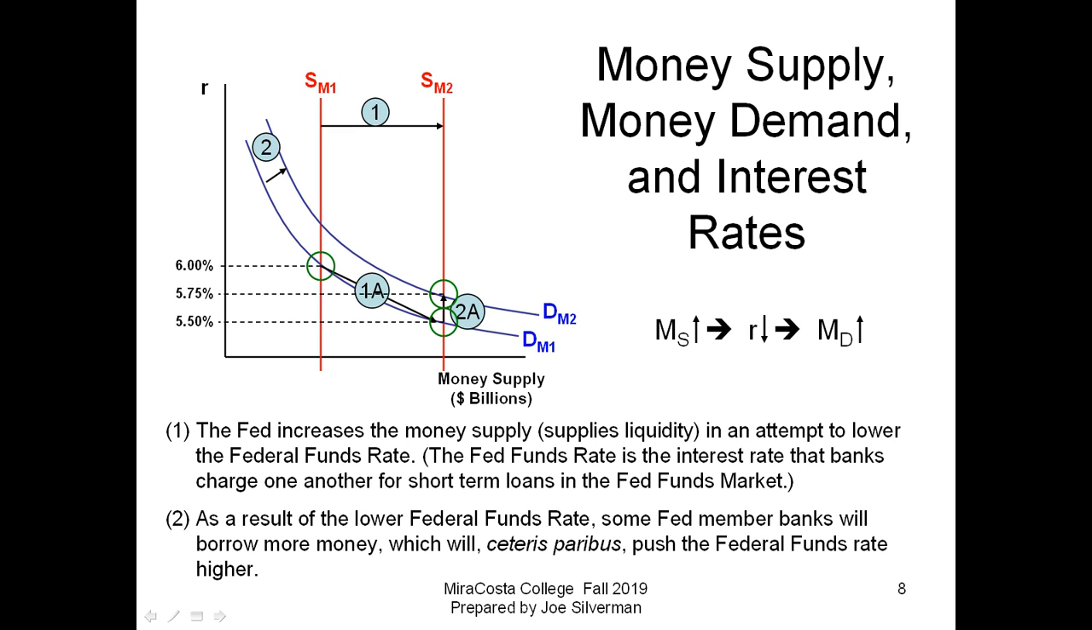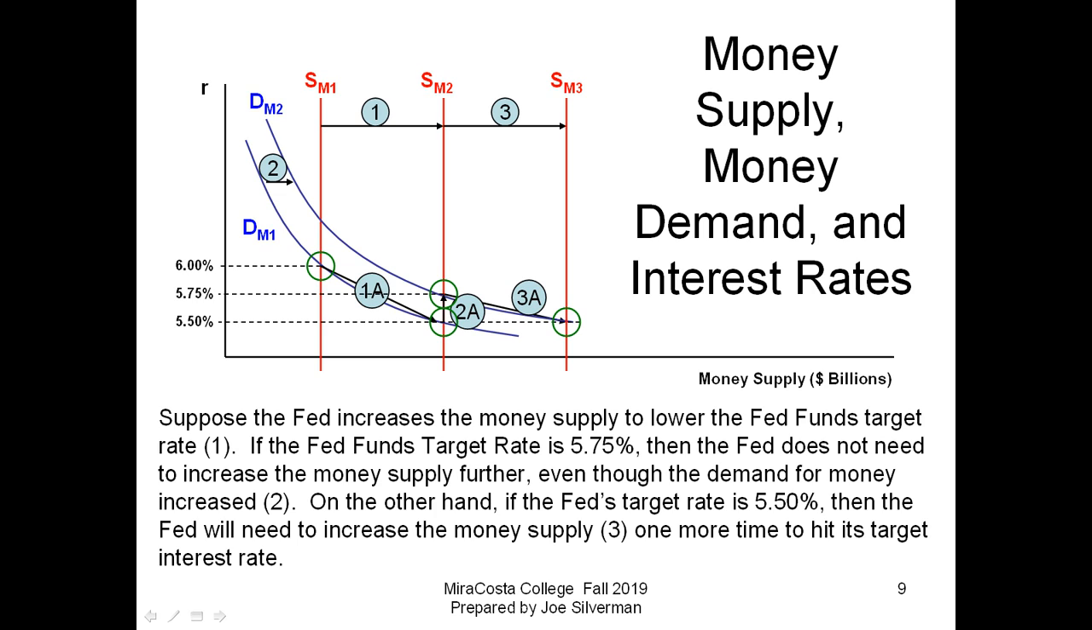So if this is the Fed's new target rate, 5.75%, then the Fed has accomplished its goals. It can call it a day, go out and play golf, do whatever it is that they do at the end of the day, and they don't have to worry about anything. On the other hand, if the Fed's new target rate was really 5.5% all along, and the first increase in the supply of money got them to 5.5%, but maybe they didn't anticipate the new demand for money, bringing the interest rate back up to 5.75%, the Fed could still achieve that 5.5% target interest rate by increasing the money supply one more time. They could do it 2 more times, 3 more times, 4 more times. They can do it as many times as they want until they get that target rate.